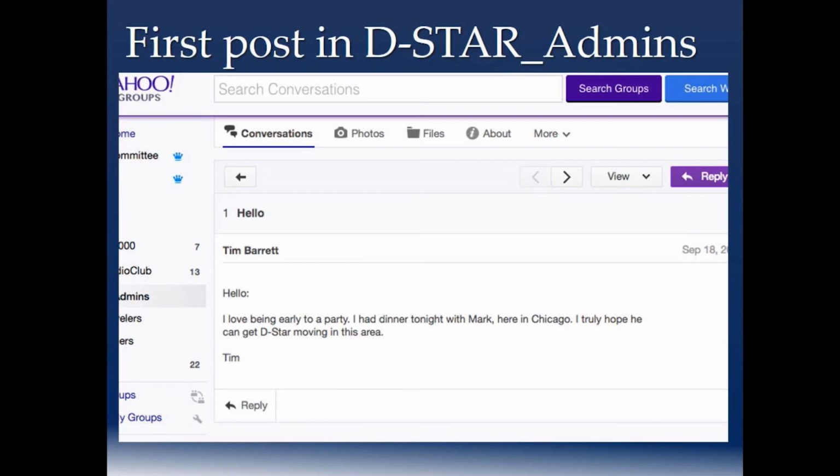So they heard us, and at that time, we created the D-Star admin group, which was just dedicated to gateway repeater owners. So only those folks could get on this network. And here's the first message from 2006 from Tim Barrett. He liked to be the first message on many different groups. So it's been over 10 years, over 11 years now, that we first started this group of D-Star outside of Japan.